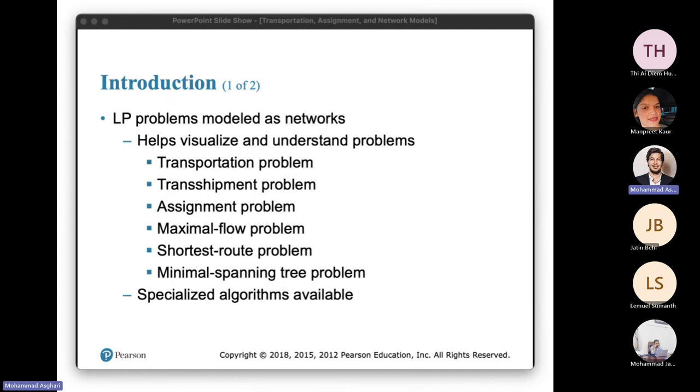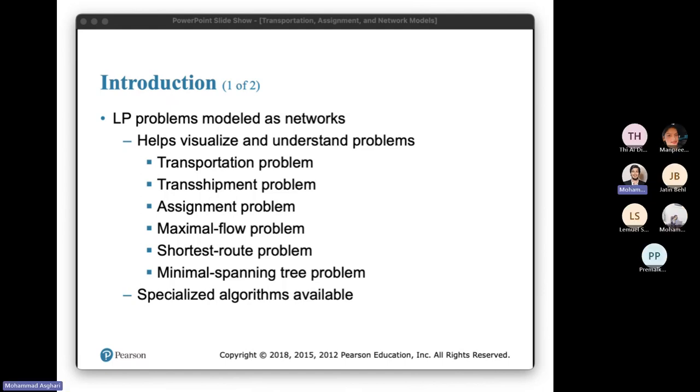Okay, just a review of what we learned and what was the plan. So linear programming problems modeled as network. This chapter is starting to address some type of problems that are in the category of network problems. When you say network, it means that something should be connected. When you say network of friends, what do you expect? You expect you have some friends that are connected with each other with a reason. Some of them are friends from high school, some of them are friends from university, some of them are friends from neighborhood, and many other reasons.